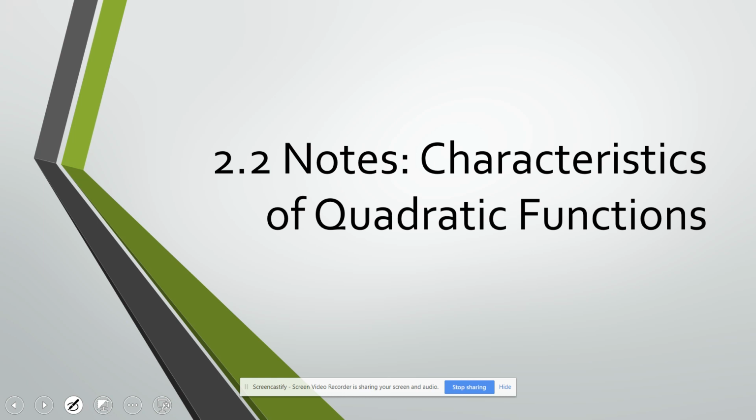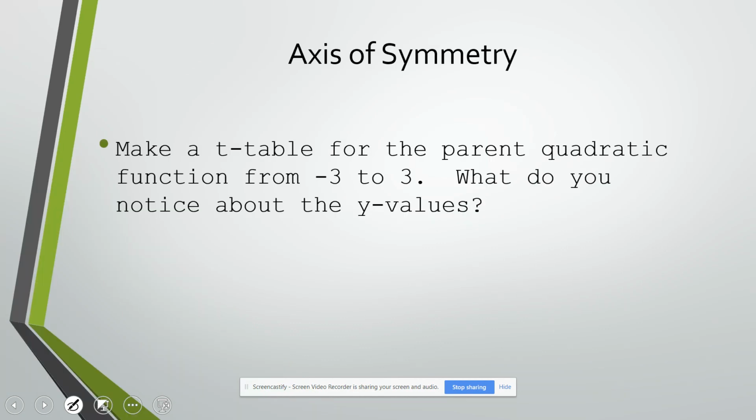Welcome back, everybody. Our next installment of quadratic functions and their graphs talks about the characteristics of their graphs. So we're going to start with the axis of symmetry and what that means.